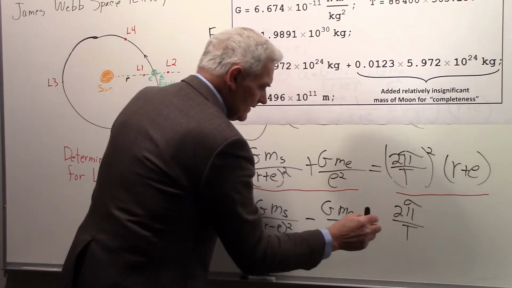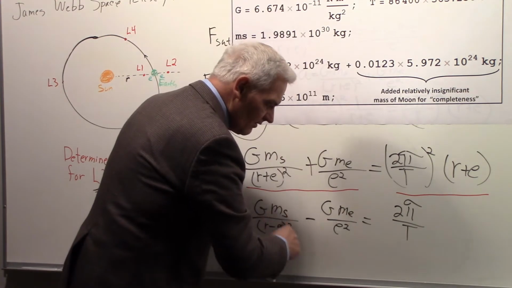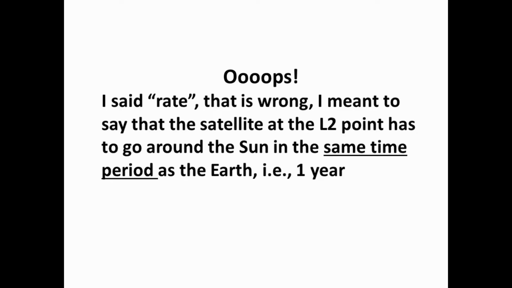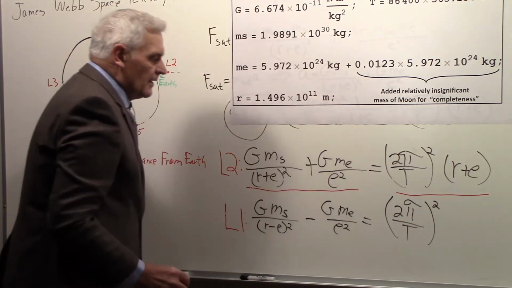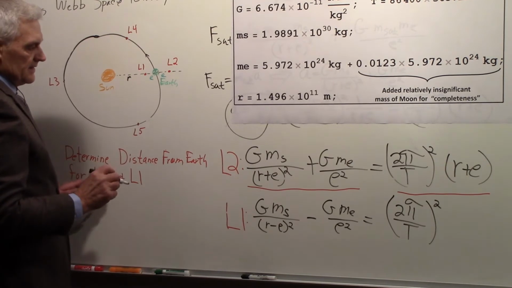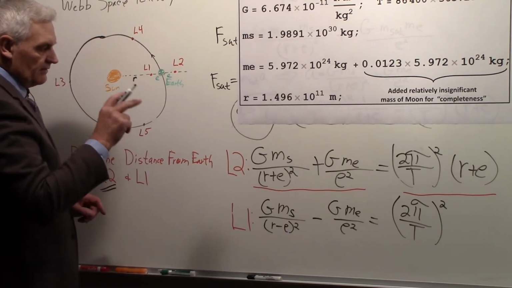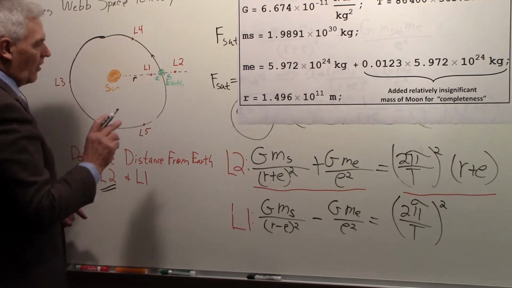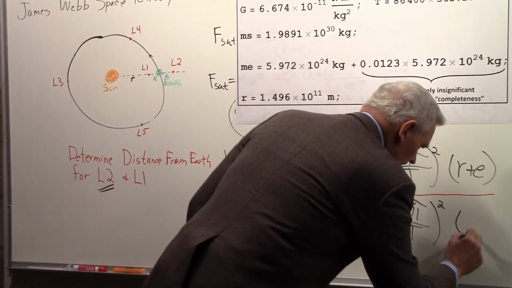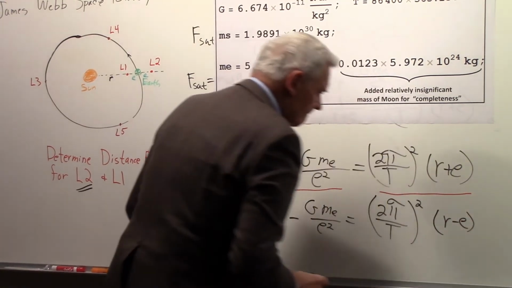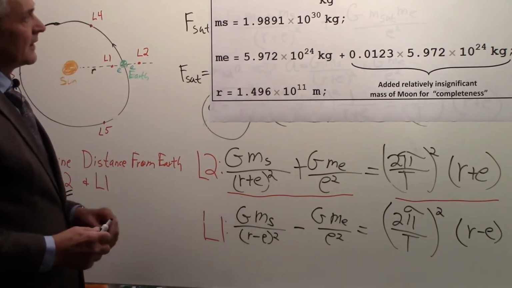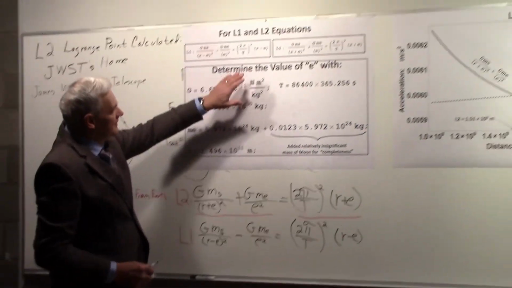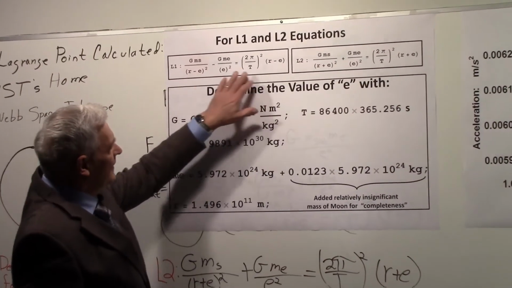over T. At the L1 point, the satellite has to go around the Sun at the same rate that the Earth does. So we're going to have the same T for the period of the Earth. And now the distance for the expression V squared over R, the R is going to be R minus E. So we'll have an R minus E here. So we have an expression for L2, we have an expression for L1. So here they are again. Here's the L2, which is what we're really after. Here's the L1.